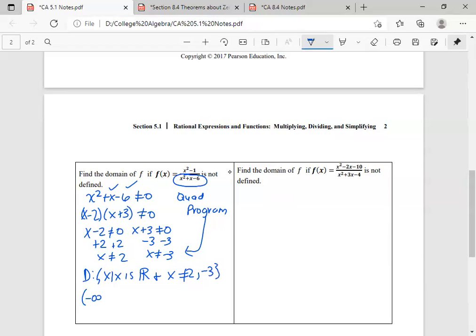If you're doing interval notation, negative infinity. Negative 3 comes first, so you would list that one first. Then you're good from negative 3 to 2. There's no problems from negative 3 to 2. And then there's no problems from 2 to infinity.